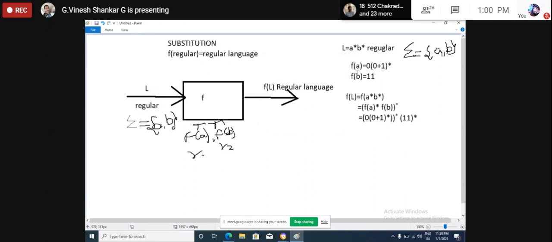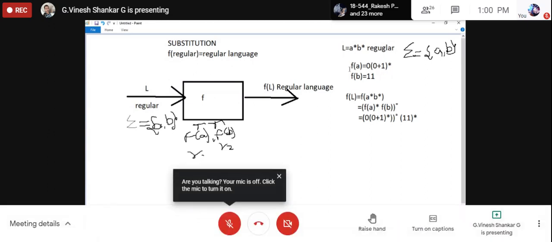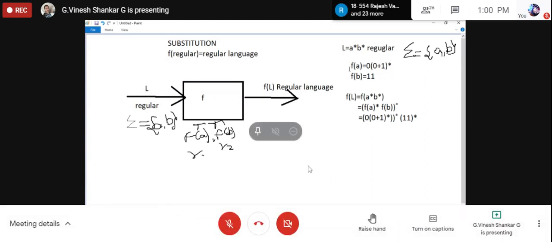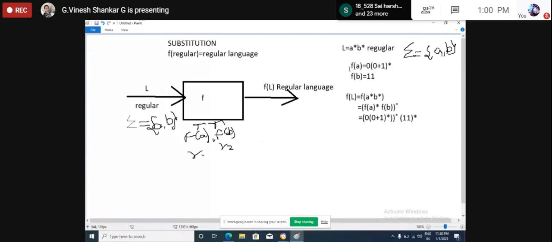f of L, because they have given some language L, and they are given f of A, f of B to substitute. f is nothing but substitution here. We are doing substitution like functions. You have seen functions like mapping, like f of A is equal to 2x, f of B is equal to 3x, then find f of AB, or f of A plus f of B. You have seen this concept in discrete structures. It is almost nearby that.